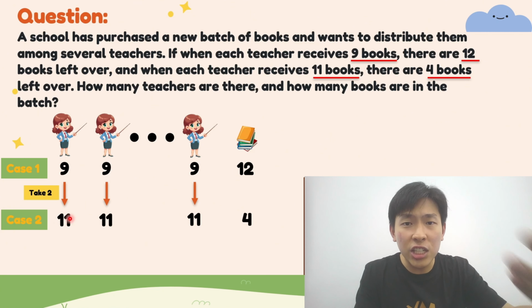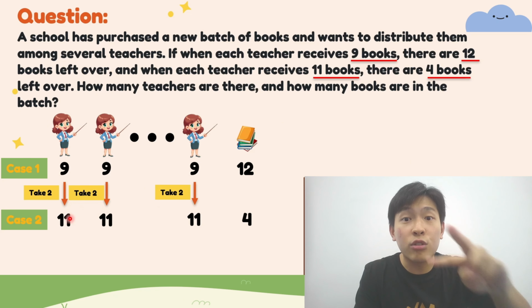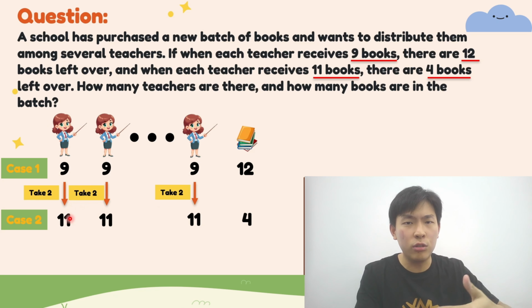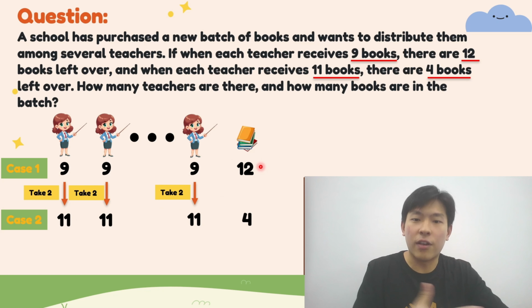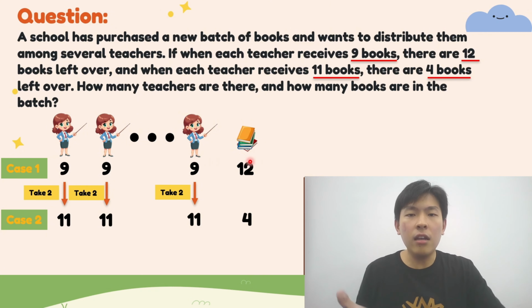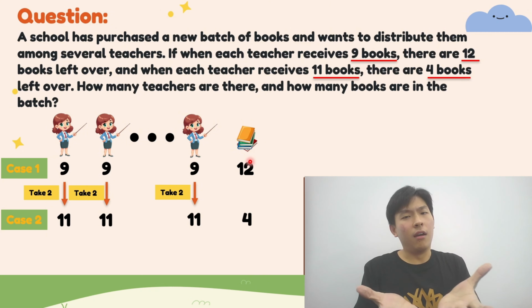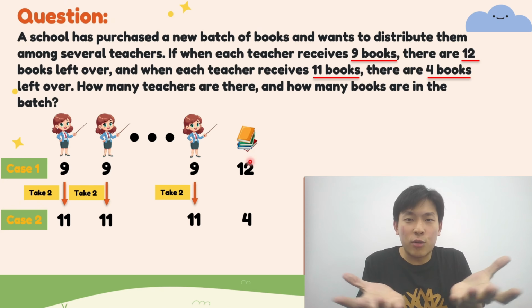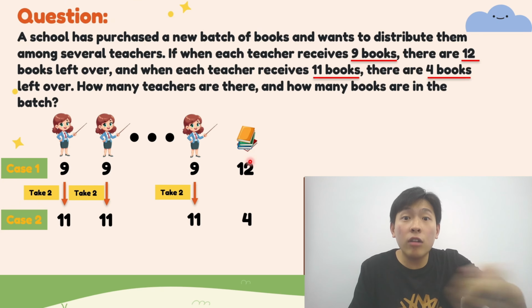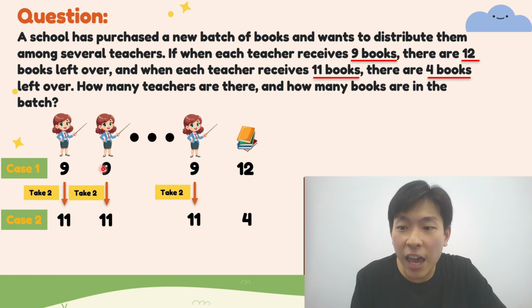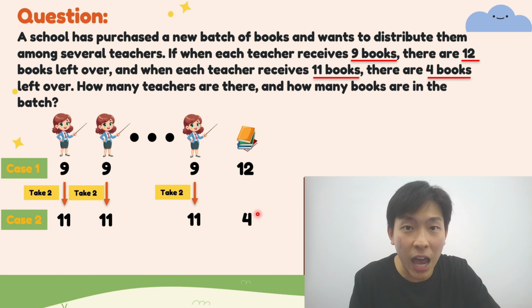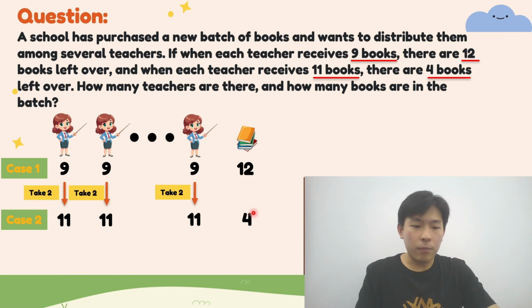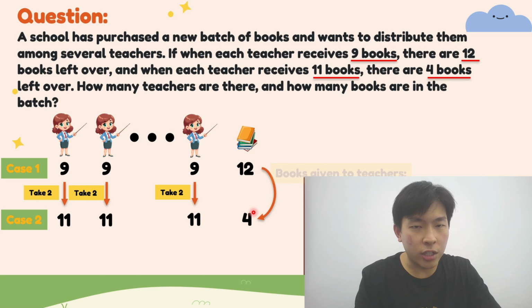So each teacher actually took 2 extra books from case 1 to case 2. So we actually can look at this question in this perspective. So let's say today I gave all my teachers 9 books each and I have left with 12 books. Since I have left so much, maybe I can distribute more to each teacher. So I gave 2 books each to every teacher. And how many books do I left? Perfect! 4.